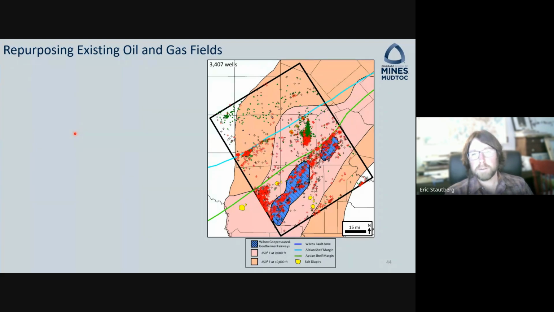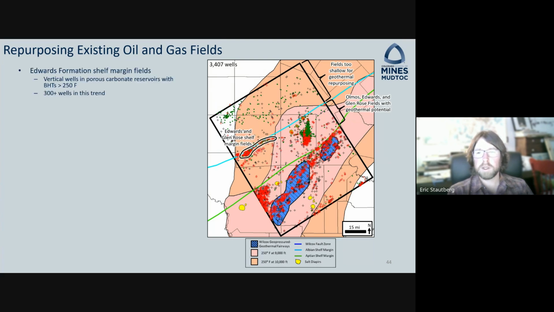And then to finish up, repurposing some of the existing oil and gas fields. And this is probably a PhD project, if not multiple ones in itself. Kind of north of the Albion Shelf margin, a lot of these Cretaceous fields are just too shallow. They're probably too cool to be repurposed. But when you get into this sort of Goldilocks zone between the Aptian and Albion Shelf margins, maybe we can start targeting some of these, or at least looking at some of these fields for repurposing. These are Edwards and Glen Rose carbonate shelf margin fields that are nearing their production life.